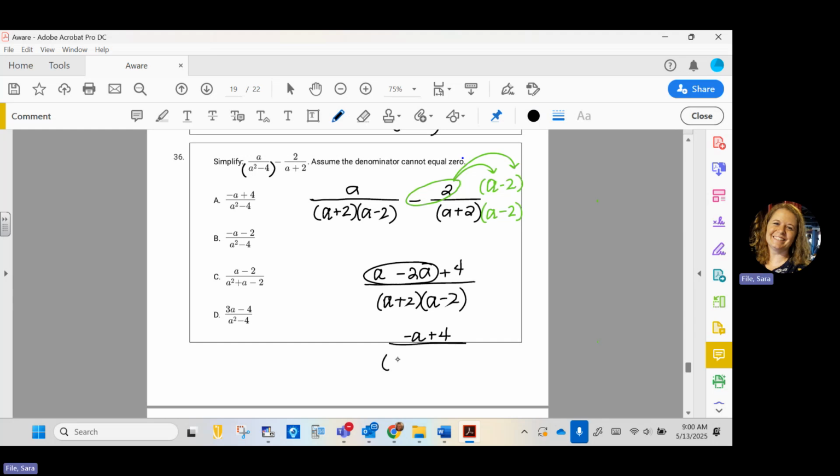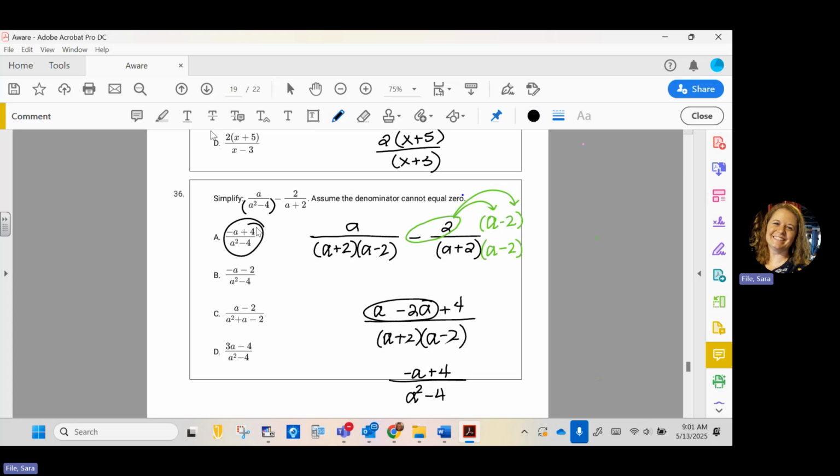Now notice all of your answer choices, none of them have the denominator in factored form. So they just go back to the way it was originally written here, a squared minus 4. So we've got negative a plus 4 over a squared minus 4.